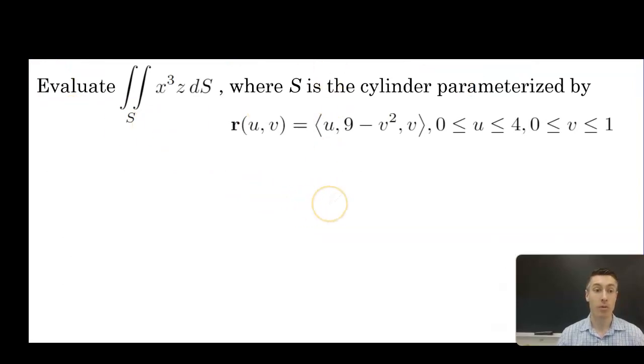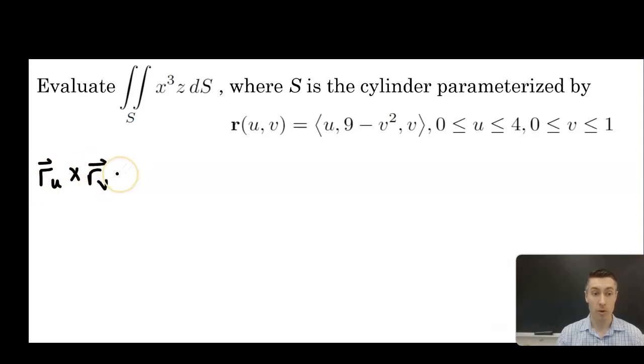So our first example, evaluate the double integral over S of x cubed z dS, where S is the cylinder parameterized by r of u v, which is components u, 9 minus v squared, and v, bound from 0 to 4 for u and 0 to 1 for v. Okay, so we already have our surface parametrically, so using that first definition will make more sense here. So we need to find the two tangent vectors and cross them.